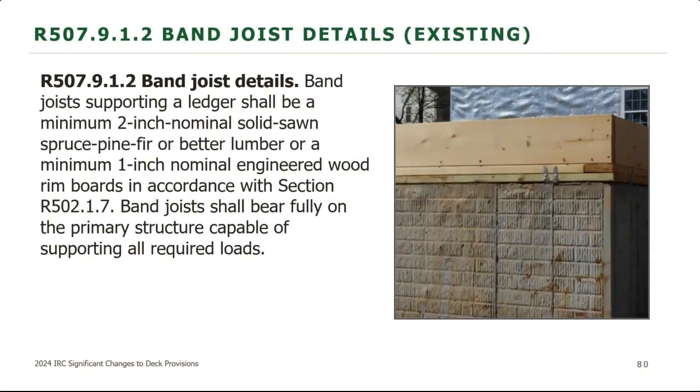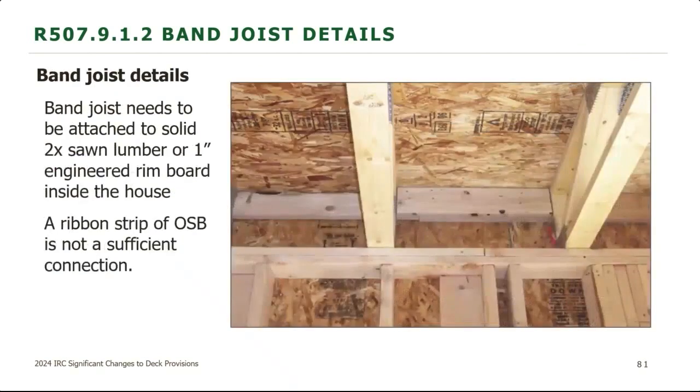The band joist that's going to support the ledger has to be a minimum 2-inch nominal solid sawn lumber or a 1-inch nominal engineered wood rim board. So again, you have to have some solid wood for that ledger to attach to on the band joist. A lot of times you're going to have floor trusses, and they'll often just do a ribbon strip of OSB. That's not a sufficient connection, right? You have to have, again, a 2x sawn lumber or a 1-inch engineered rim board to attach that deck to.